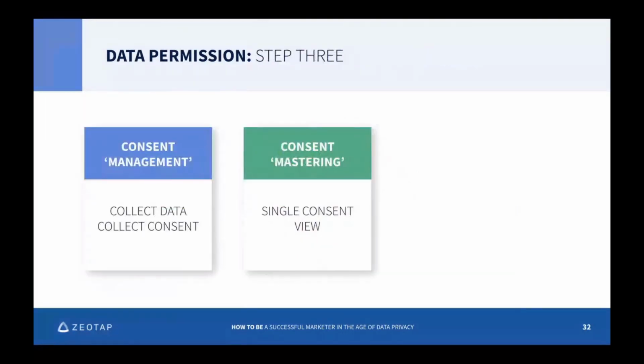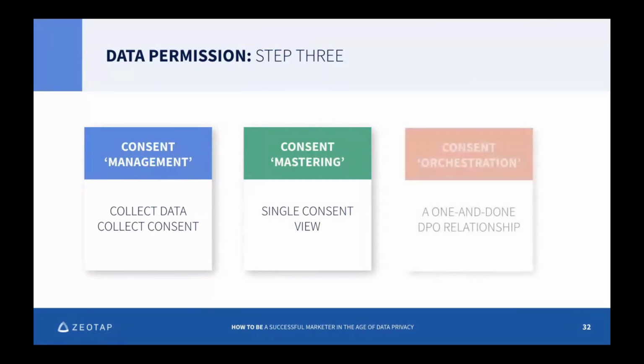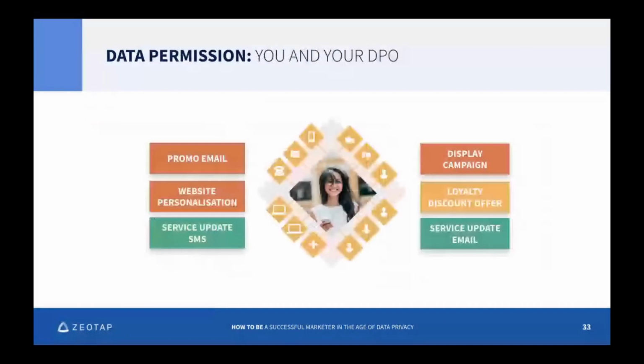So that's the important part. That is the kind of second element here to what we can do in terms of data permission. It's not enough just to capture that consent. You need to resolve it. Now, the third part here, consent orchestration. So this is where it comes back to this idea of speed and scale that we talked about earlier on.